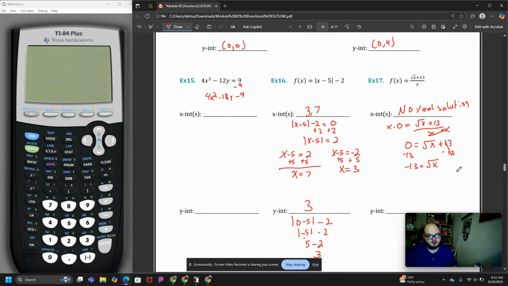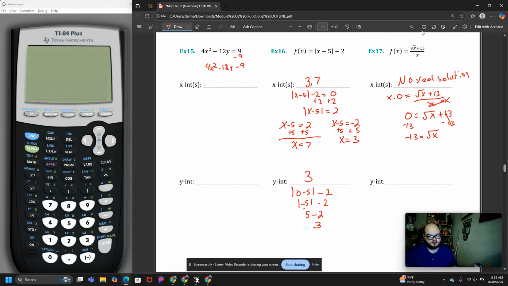Now let's try for y-intercept. But for the y-intercept, what are we going to be plugging in for x? 0, right? Am I allowed to divide by 0? I can't divide by 0, right? Because that's undefined. So no.